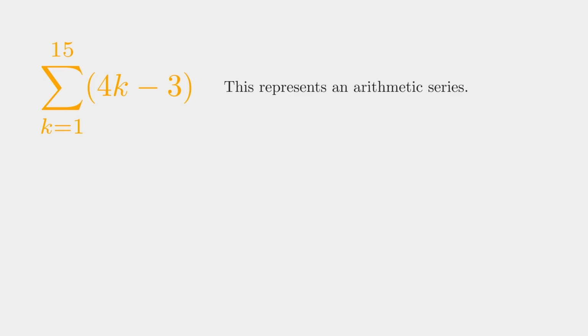In the first example, let's evaluate the sum of an arithmetic series given in sigma notation. The sum from k equal to 1 to 15 of 4k minus 3. This notation tells us we're dealing with an arithmetic series. Our first step is to identify the first term, a1. We do this by substituting k equal to 1 into the general term.